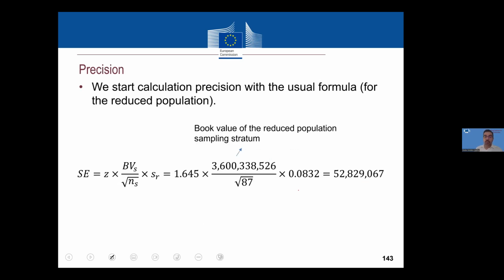And then you have to calculate precision. Again, in the precision, we have a problem because if you are using Excel or any other software, the software does not guess what we have done. And the software will use, in the calculation of precision, the book value of the reduced population, which in my example, after calculation, was 52.8 million euros.